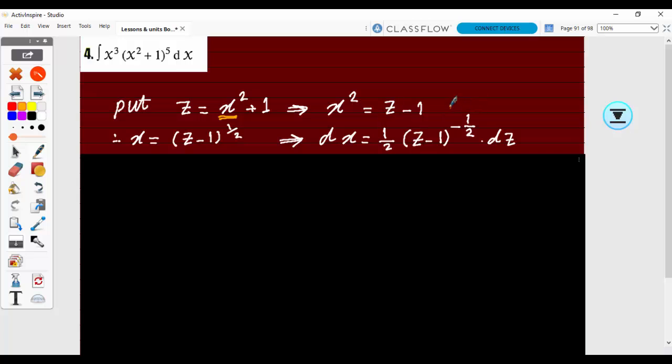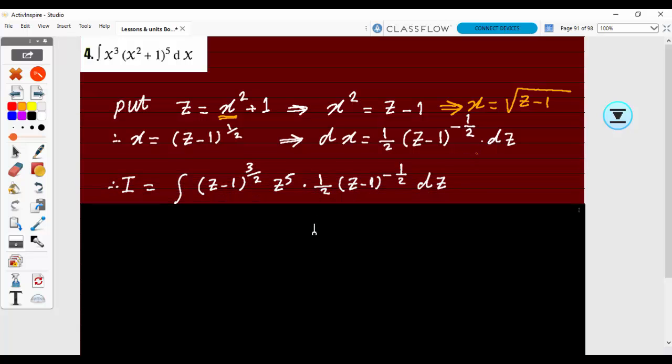Here we have x equals the square root of z minus 1, so it will be (z minus 1) all power half. And we'll make the first derivative. So we have dx equals half (z minus 1) all power negative half dz.